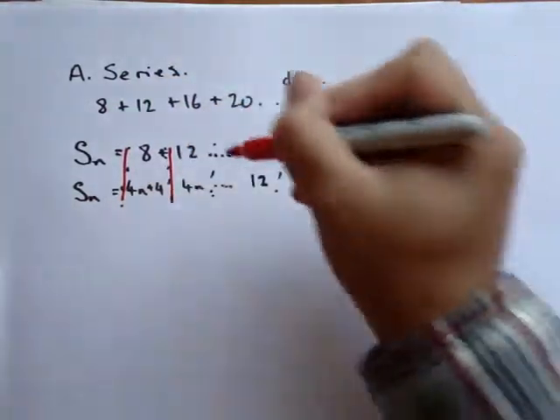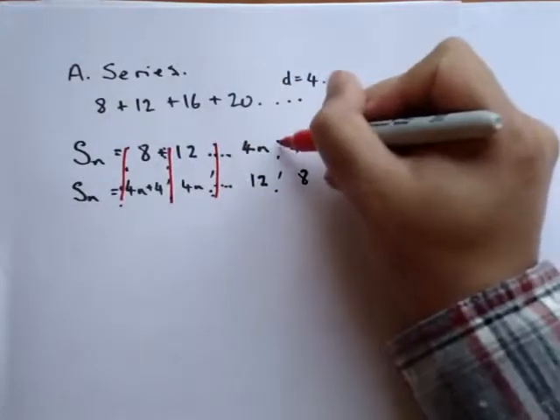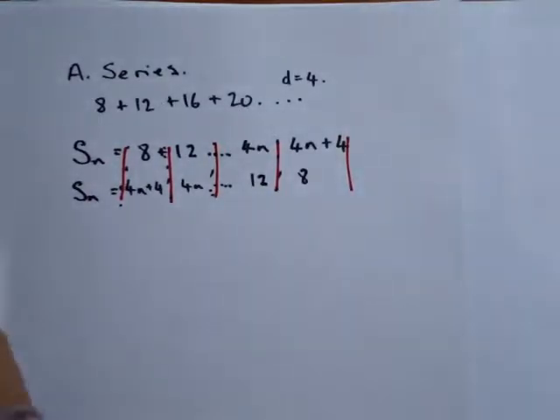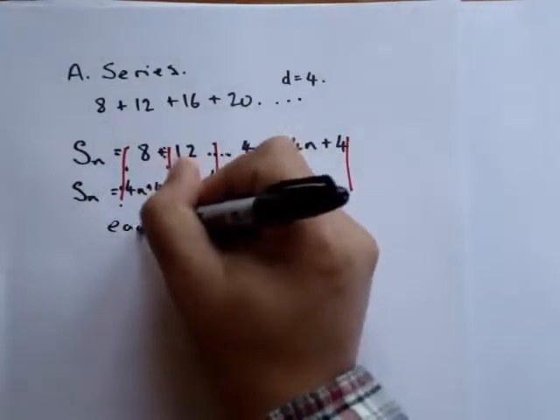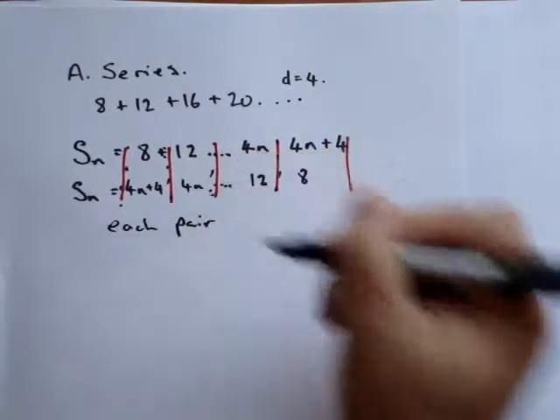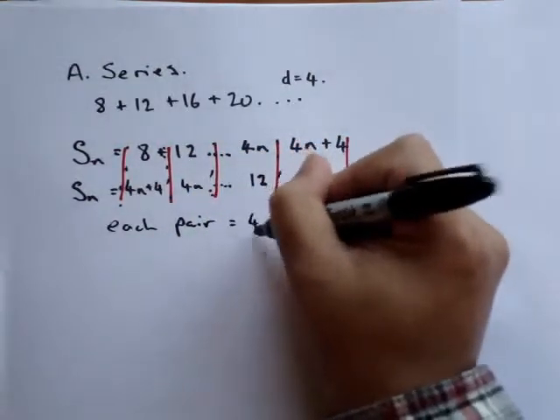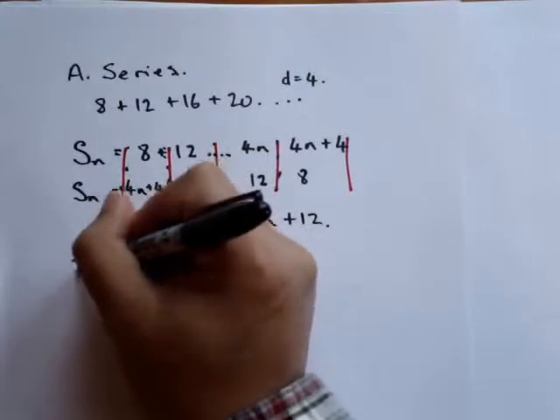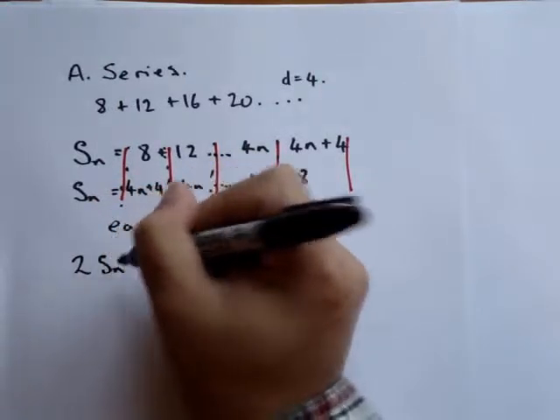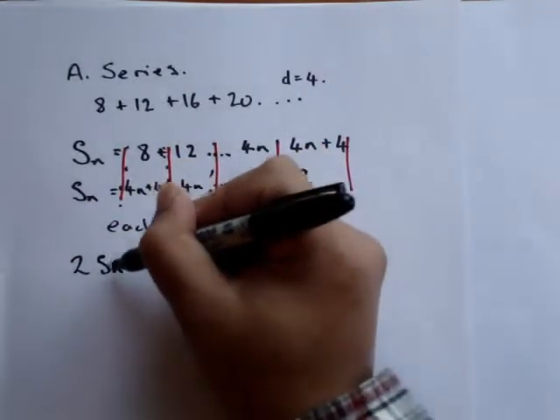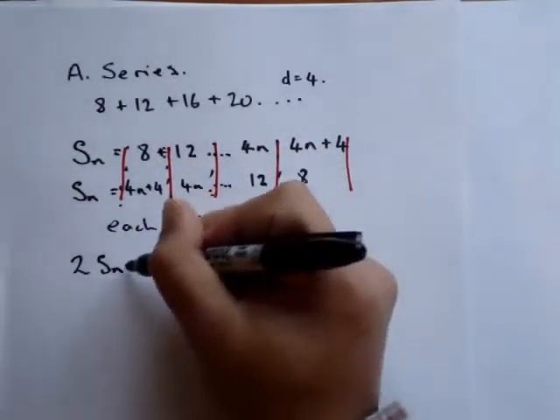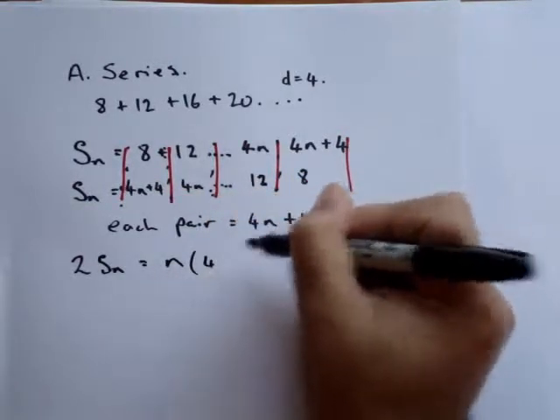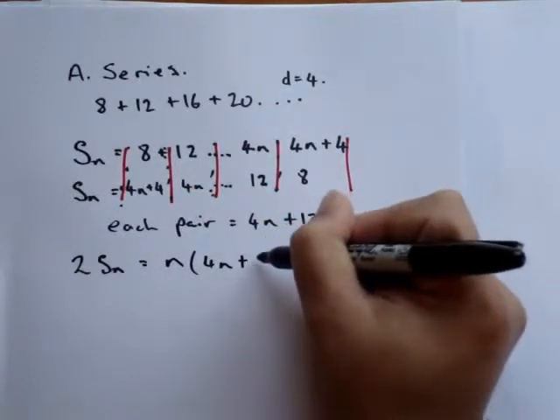So 8 plus 4n plus 4, then 12 plus 4n, 4n plus 12, and this. So we're going to add each pair. So each pair equals 4n plus 12. So that's 2s, which is the sum of the terms. 2s sub n is n(4n plus 12).